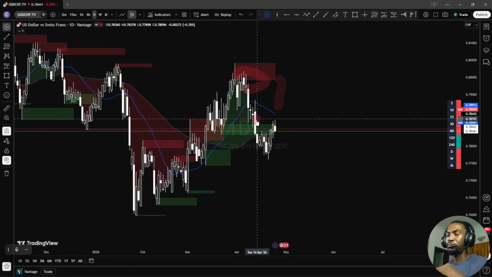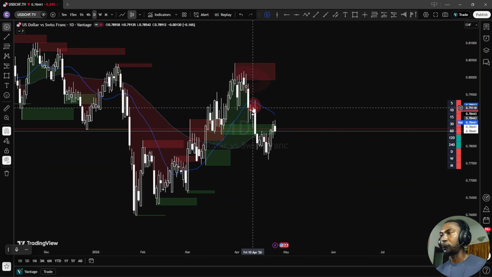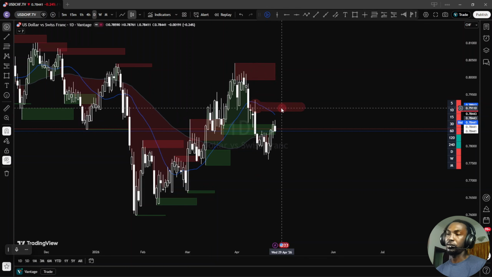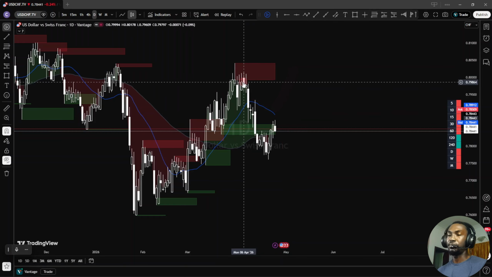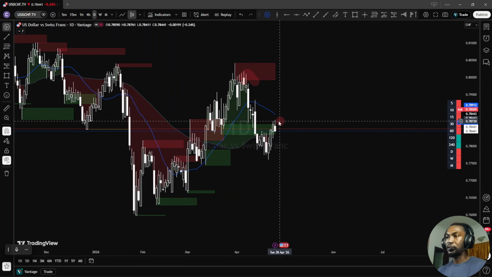But the most probable thing to happen is seeing price come into this 0.79 level before we start to decide if it's going downwards or if it continues to an upside towards the 0.79, towards the 0.8 levels. So that's the first thing I'm saying.